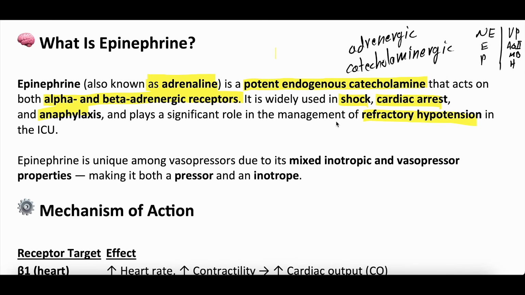What is interesting about epinephrine, especially compared to norepinephrine, its sister vasopressor, is that epinephrine actually has mixed inotropic and vasopressor properties. Inotropic meaning increasing cardiac output, so affecting the heart more, and vasopressor, which means increasing the mean arterial blood pressure or affecting the blood pressure more.